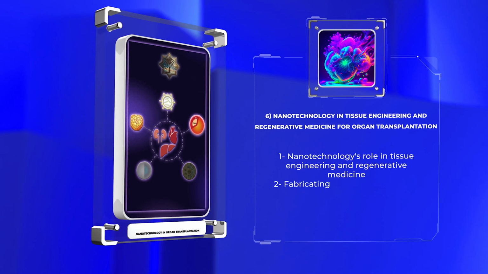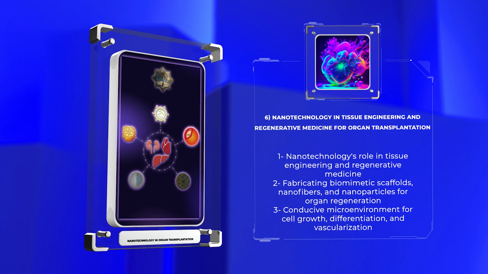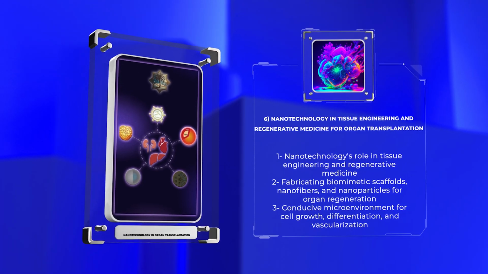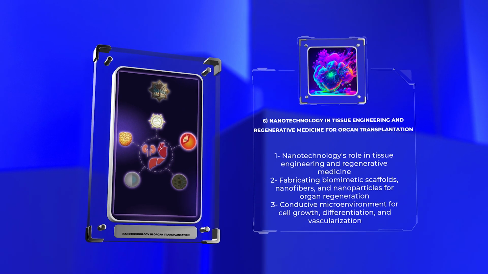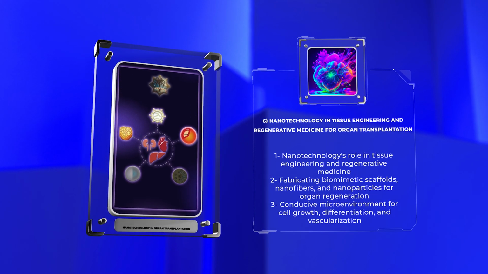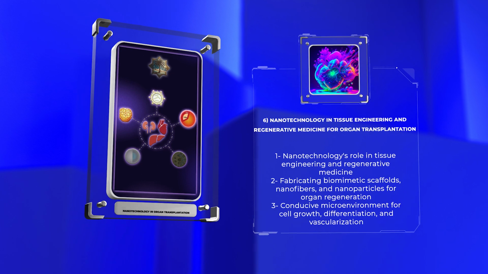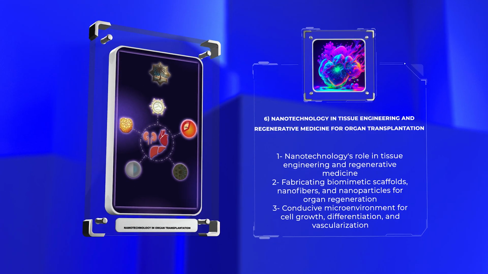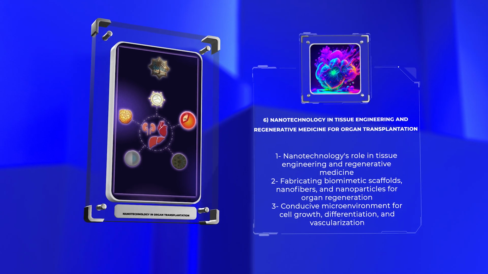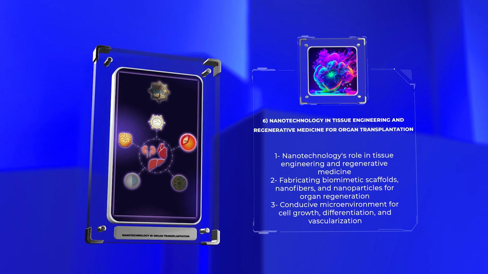Tissue engineering and regenerative medicine hold immense promise for organ transplantation. In this section, we will discuss how nanotechnology plays a pivotal role in fabricating biomimetic scaffolds, nanofibers, and nanoparticles for tissue engineering purposes. These nanomaterials can provide a conducive microenvironment for cell growth, differentiation, and vascularization, ultimately leading to the regeneration of functional organs suitable for transplantation.